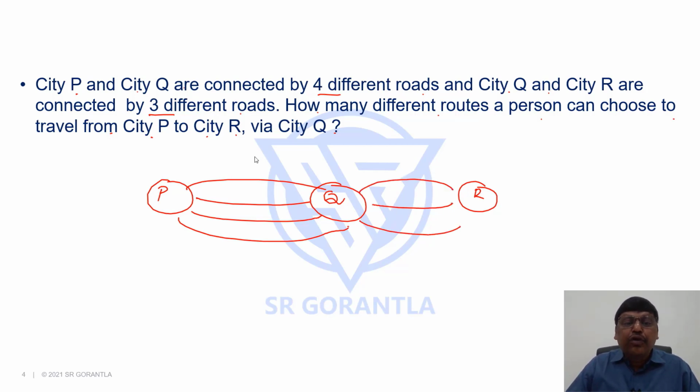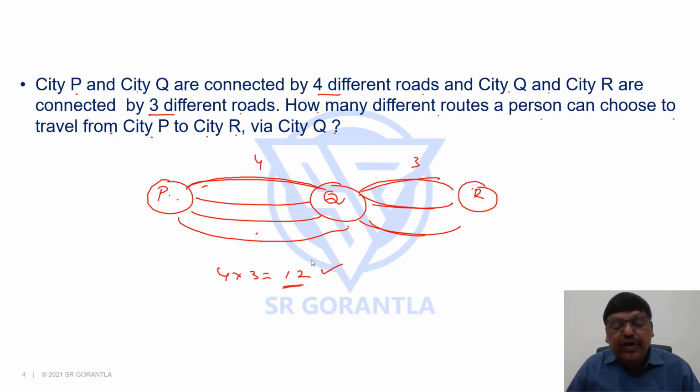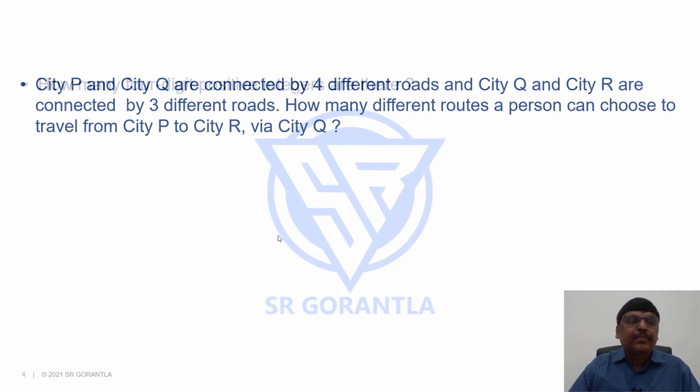So here 4 options, 3 options, means the number of different routes a person can choose to travel from P to R will be equal to 4 into 3, 12 options. As I just explained in the previous question, for every route he selects from P to Q, he has 3 options to go. So for 4 routes, 4 into 3, total 12 options we have. Let's take up one more example.